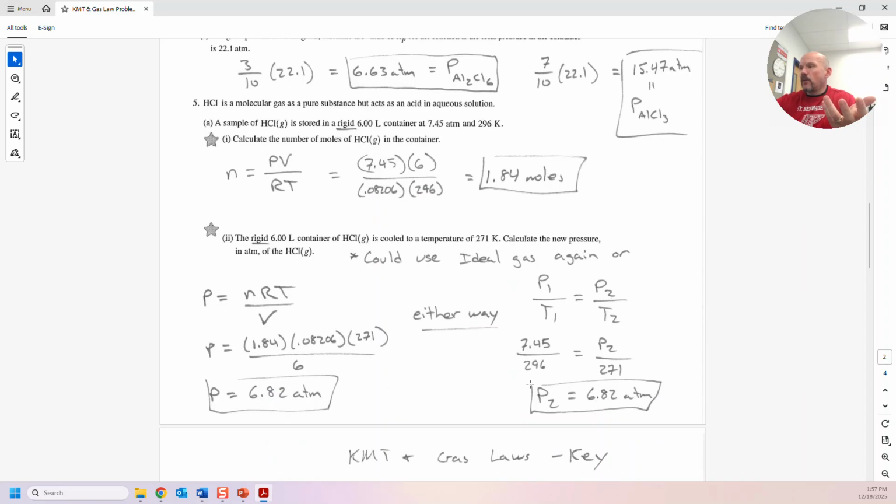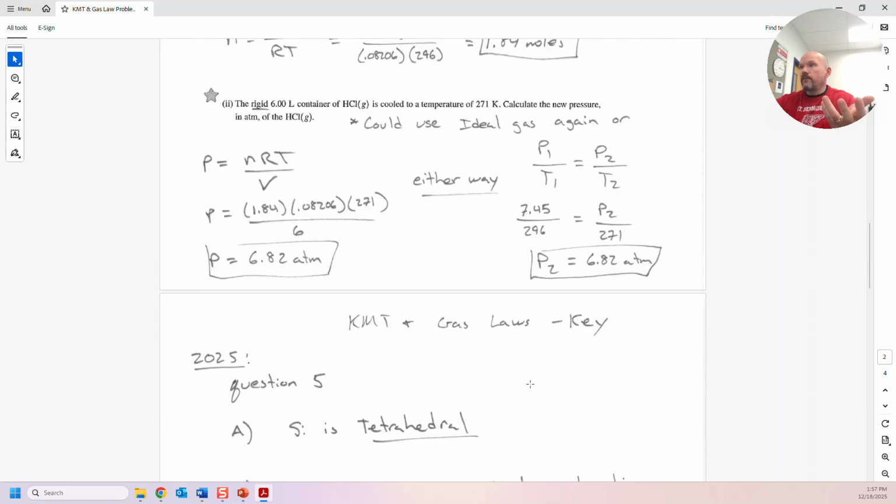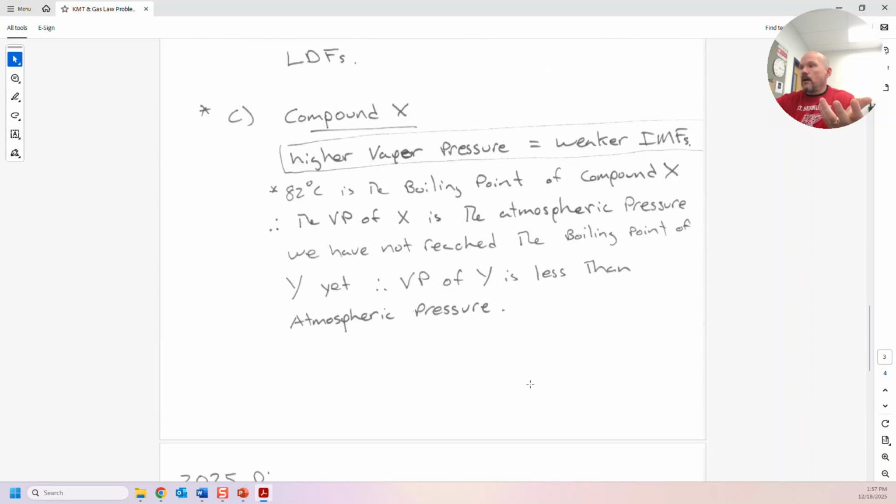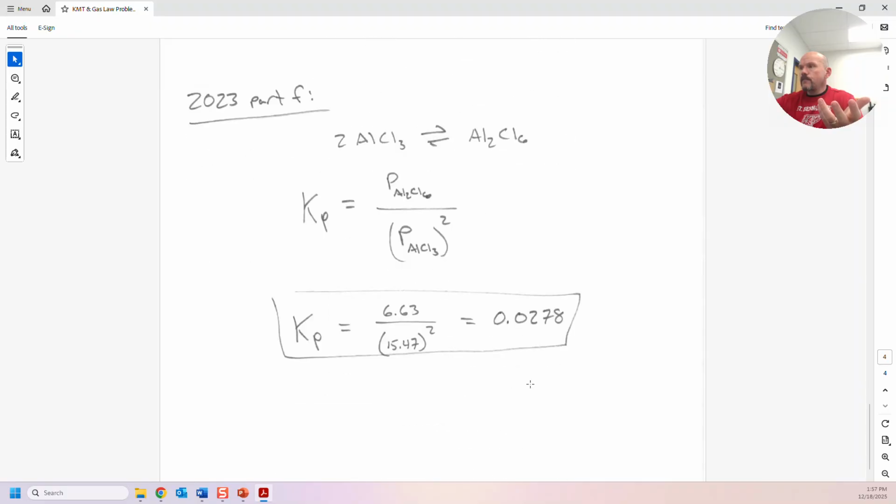So I think I have that solved for you. If you wanted to solve for the Kp, again, the Kp expression would be the partial pressure of this divided by the partial pressure of this squared. The partial pressure of the Al2Cl6 was 6.63, and the partial pressure of the AlCl3 was 15.5 or 15.47. So we plug that in here, and then we would just do the math to get our Kp value.